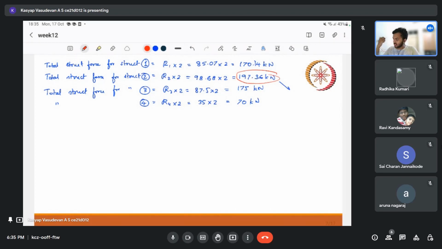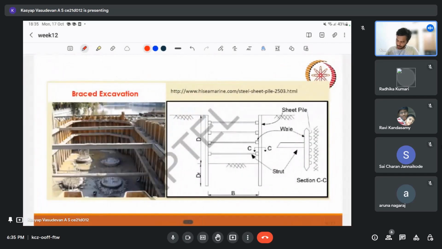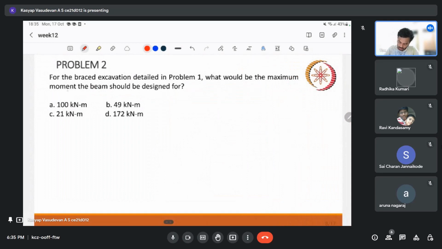The next question is, what is the maximum moment acting on the beam? This is a continuation question on the braced excavation detailed in problem one. What would be the maximum moment in the beam? If this is the braced excavation we are talking about, we have something called a whale beam. We have sheet piles here, and these sheet piles are supported by our strut, but the strut is landing on the whale beam. In this question we are asking for the maximum moment of the whale beam.